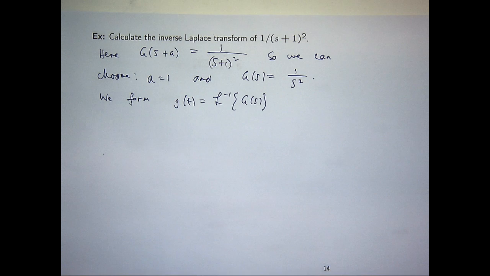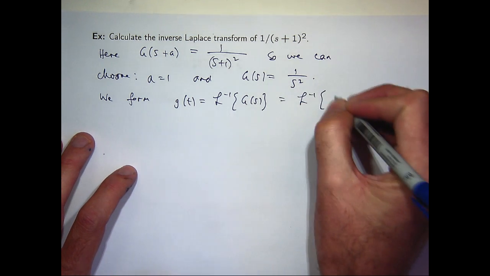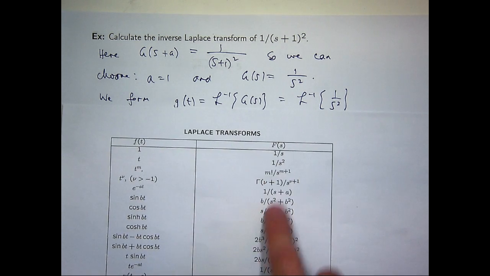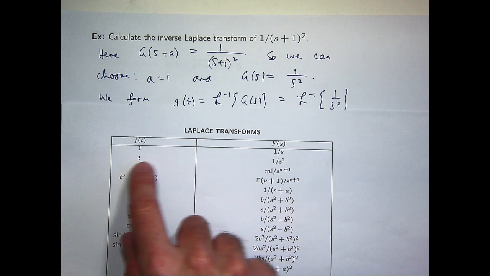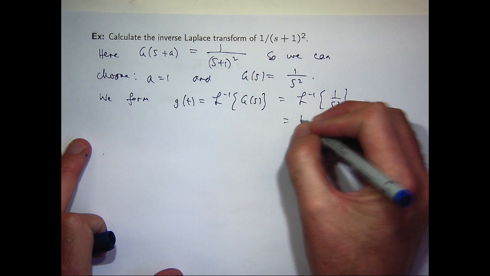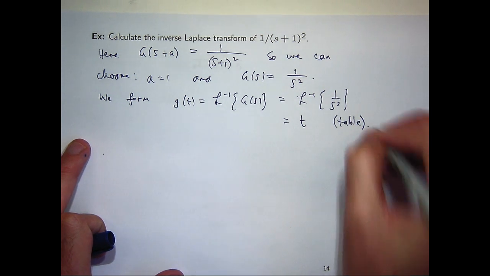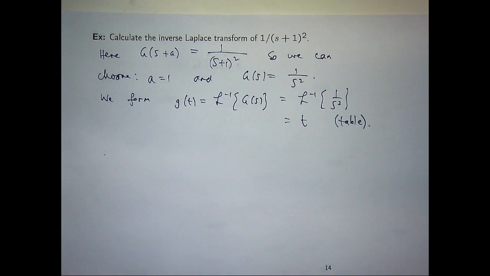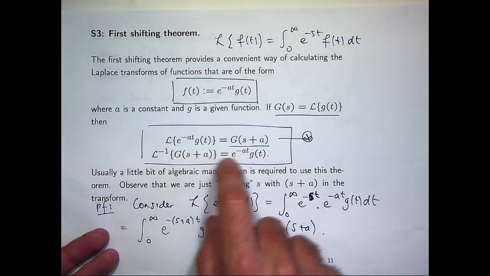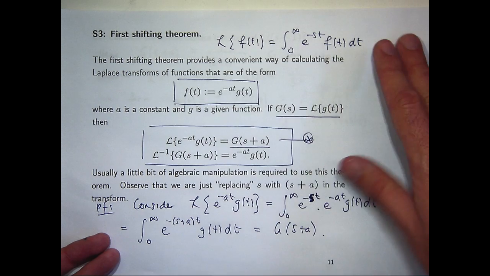Okay, the inverse transform. The inverse transform of 1 on s squared, so what's that going to be? Well, if we look up our table, look down the left-hand side, 1 on s squared, the inverse transform is going to be t. From a table. So by the first shifting theorem, the second part, this is going to be this. So we take little g of t, multiply it by this exponential function.